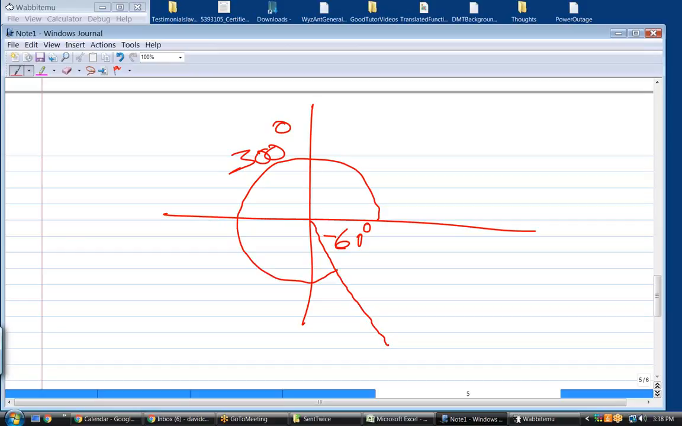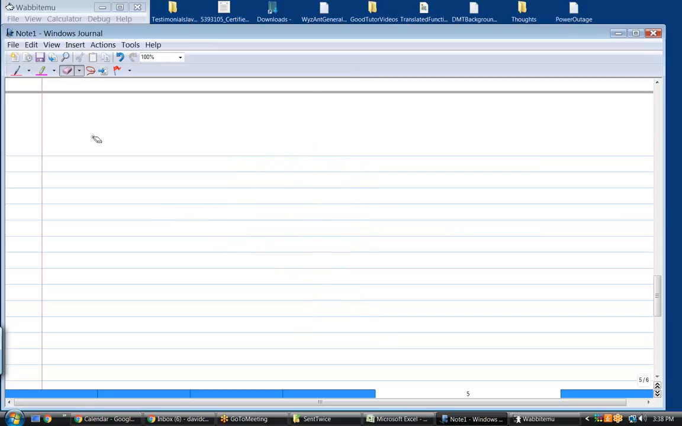Now, there is a little bit of a trick when working with negative angles that's quite useful, and that is odd and even functions.